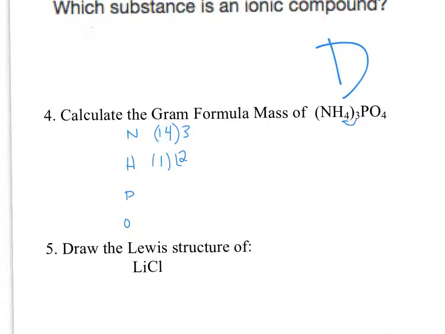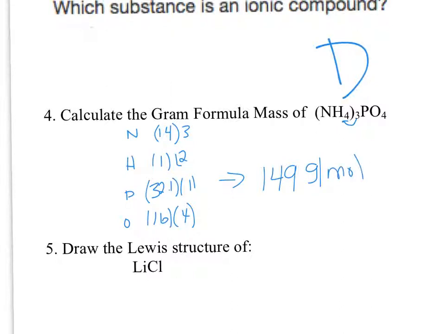The P is 32.1, and there's just 1 of them. And oxygen is 16, and there's 4 of them. So if you add that all up, you should get an answer of approximately 149 grams per mole, give or take how you round it.